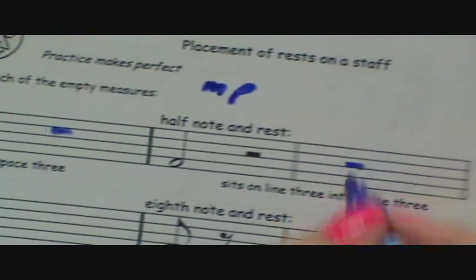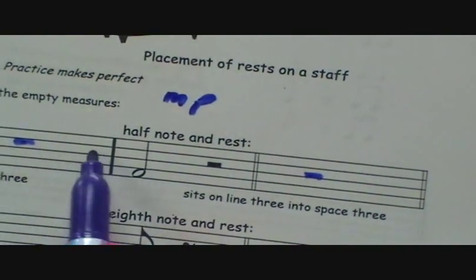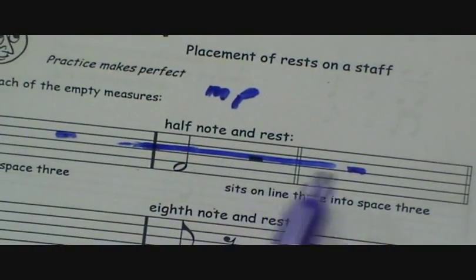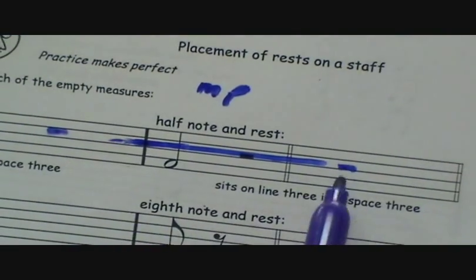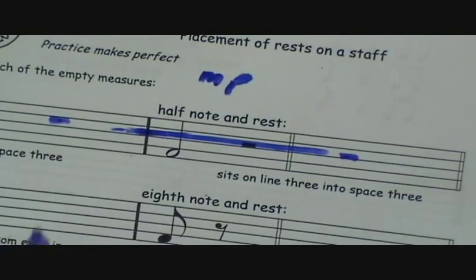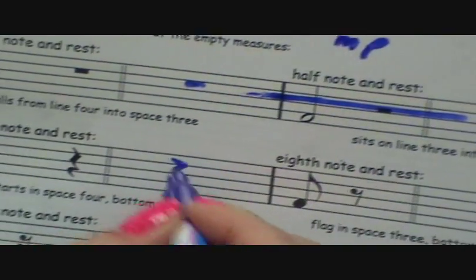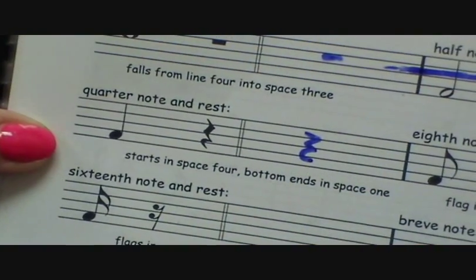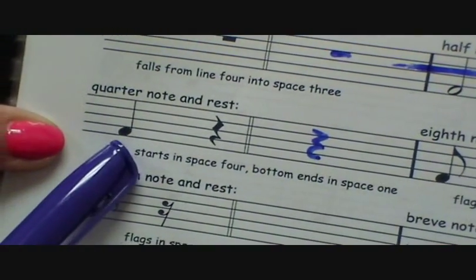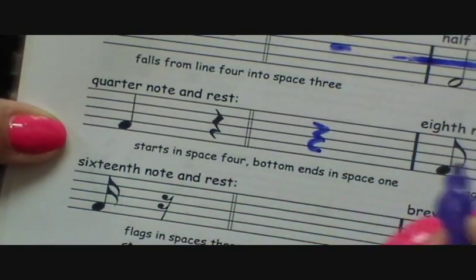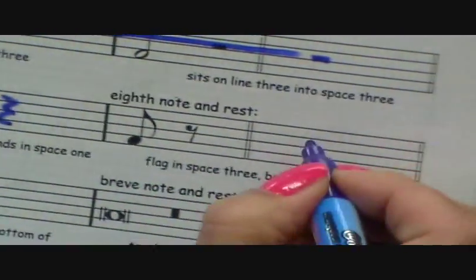Half rest sits on line 3. Now, do you notice how they both occupy the same space? So they both occupy space 3. One hangs off of line 4, one sits on line 3. A quarter rest. So we just do like a little V, starting on line 4, come back, and just loop around. Okay, quarter rest for 1 beat, for a quarter note or just a quarter rest at this point. Eighth note, eighth rest.